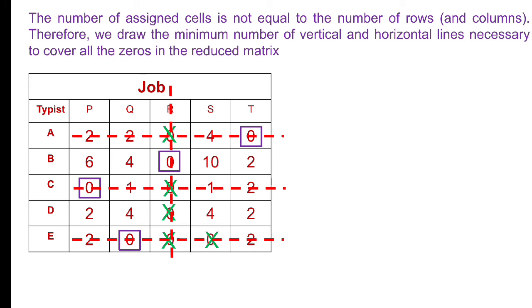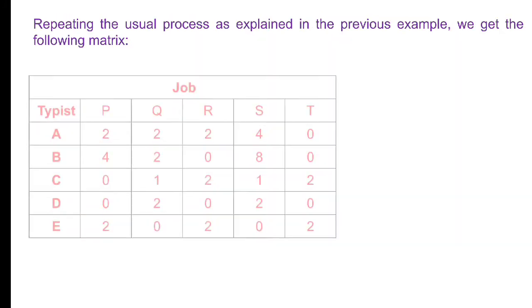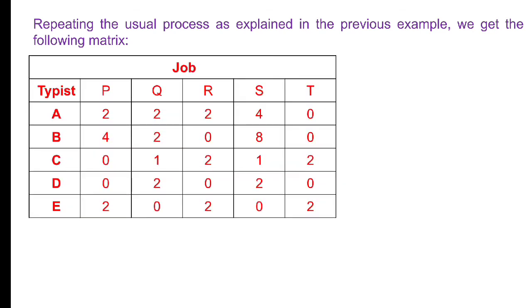Then we need to draw the assignments. In the first row, there is no other zero, only one zero, so we assign it. Then that column will be cancelled. Come to the second row, only one zero is available, and that column will be cancelled. Another zero is cancelled. Then in the third row, only one zero is available and that column will be cancelled.